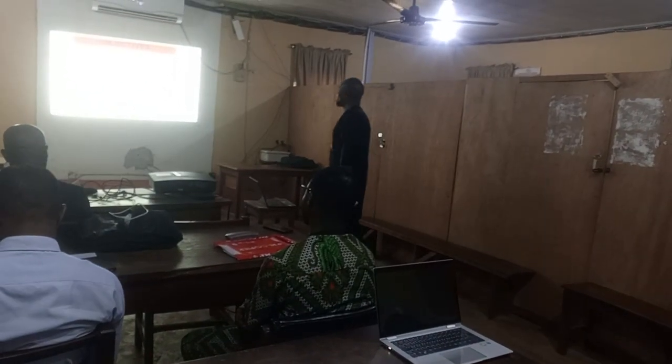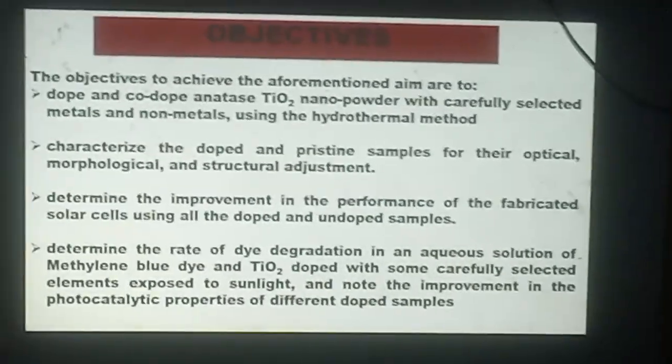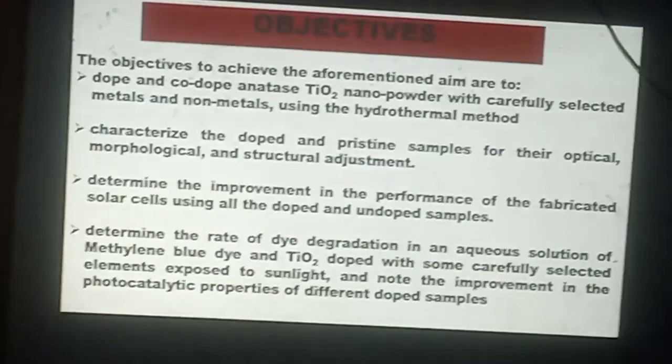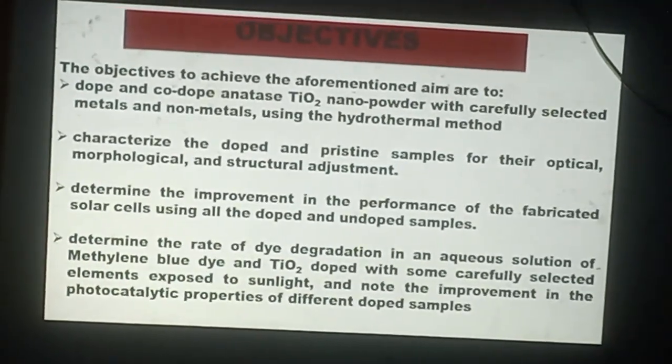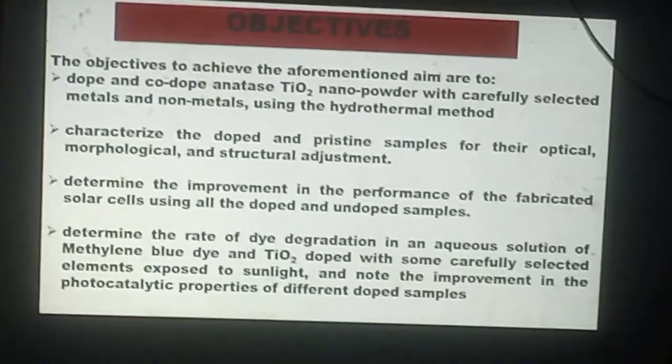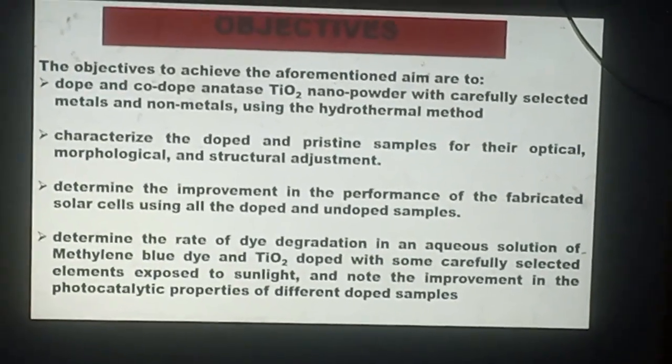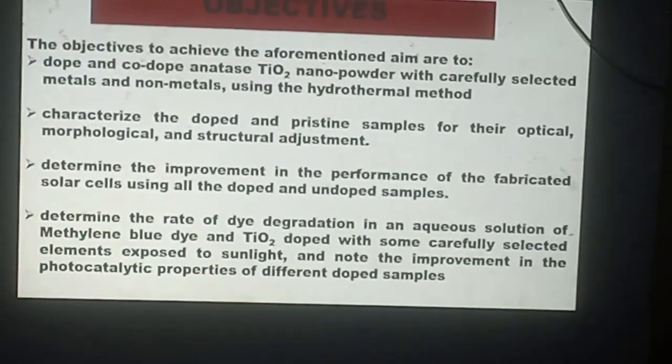Characterize these doped and pristine samples for their optical, morphological, and structural assessment. Then we determine the improvement in the performance of the fabricated solar cell using all the group components. Then finally, we determine the use of direct.